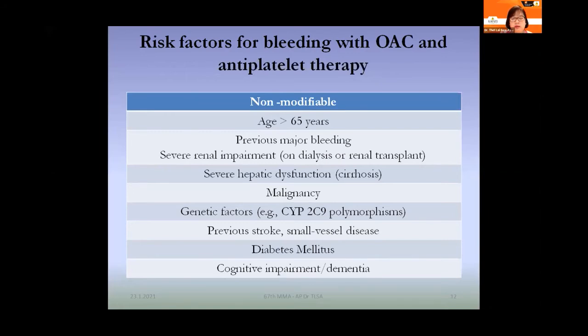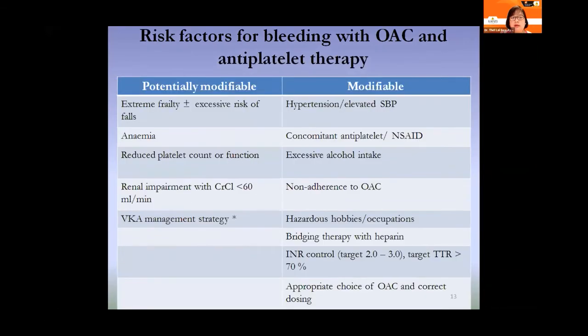In the assessment of the HAS-BLED score, we should look for the non-modifiable and modifiable scores. These are the non-modifiable scores like age more than 65 years, previous major bleeding, hepatic dysfunction, genetic factors, being diabetic, having cognitive impairment or dementia. But there are potentially modifiable and modifiable scores that I have mentioned in this table. So one thing is that we should assess for the modifiable bleeding risk factors, and we need to correct them. For example, if the patient is having elevated blood pressure and the blood pressure is controlled well by the antihypertensive, the score will be deducted by 1 point.